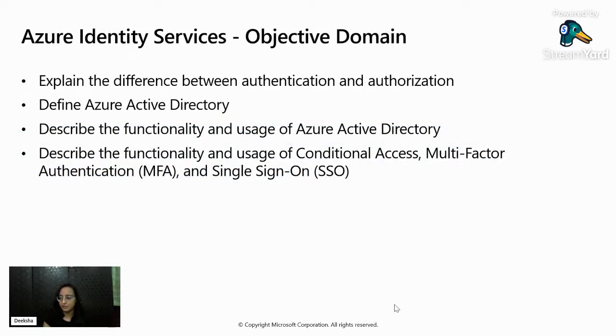This is the objective or outcome. After this webinar, you will understand the difference between authentication and authorization, what Azure Active Directory is that you are going to use, and what functionality you have. You will also see how SSO and MFA are needed and how to set them up. We'll try to show you on the portal side also. But before that, let's start with the fundamental concepts about identity.